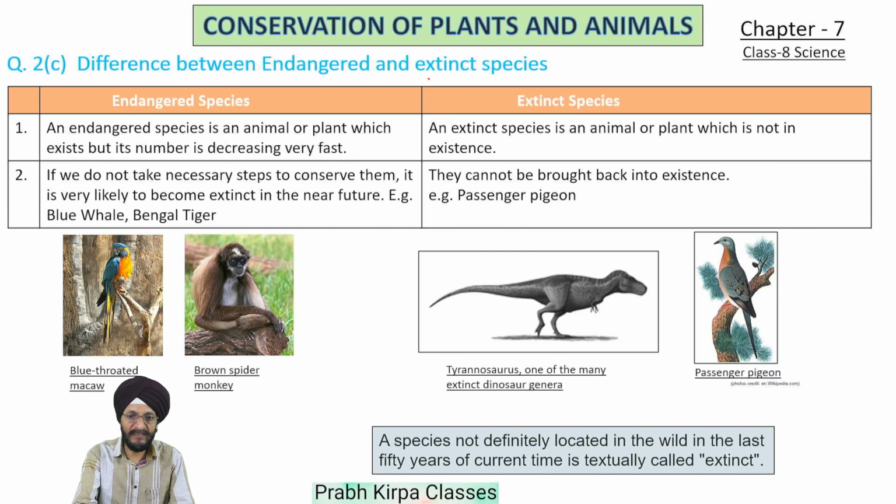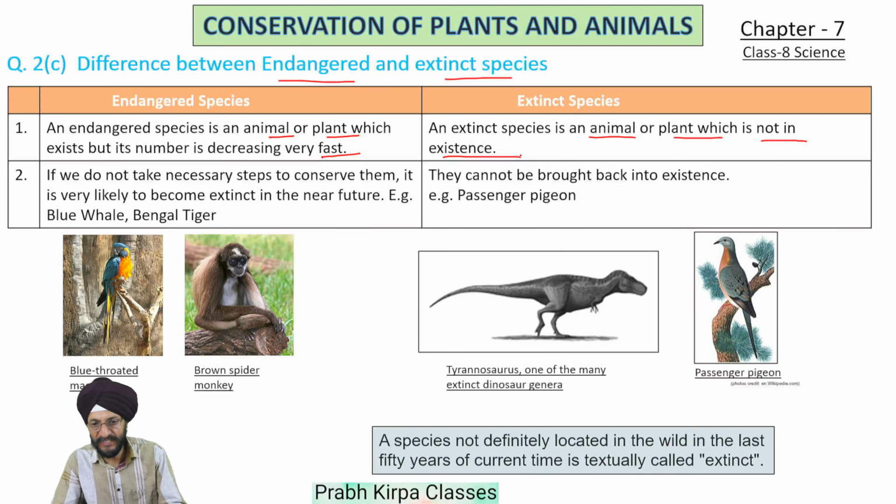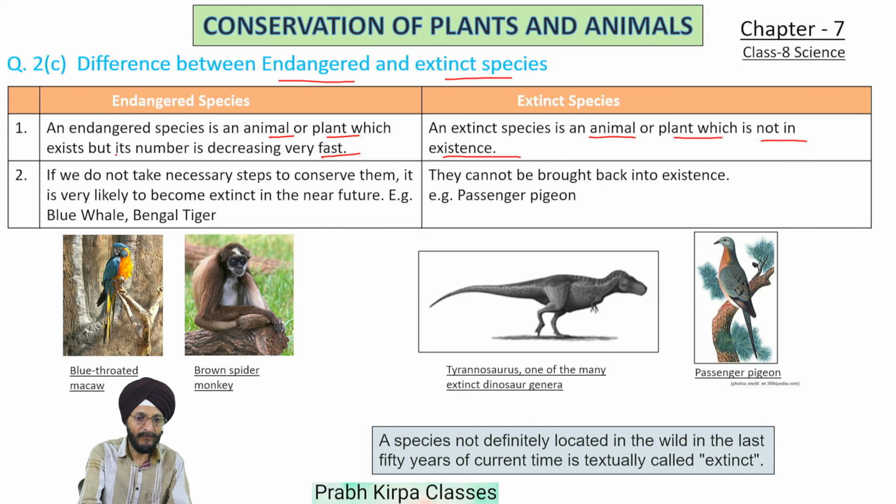Difference between endangered and extinct animals. Endangered species is an animal or plant which exists but its number is decreasing very fast. On the other hand, extinct species is an animal or plant which is not in existence at present. Endangered species are those that, if we do not take necessary steps to conserve them, it is very likely that they will become extinct in the near future.